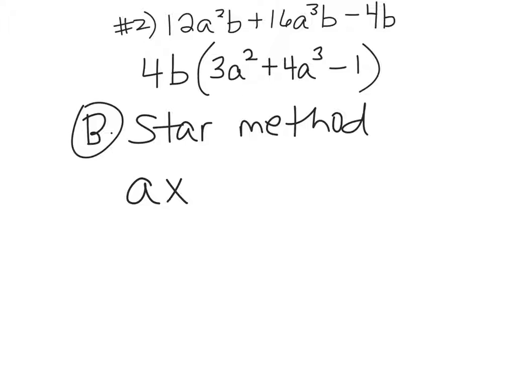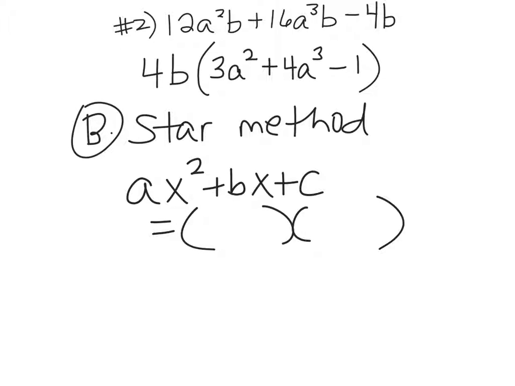We're going to take a quadratic ax squared plus bx plus c, and we are going to factor this into 2 binomials. It's the opposite of FOILing, okay?